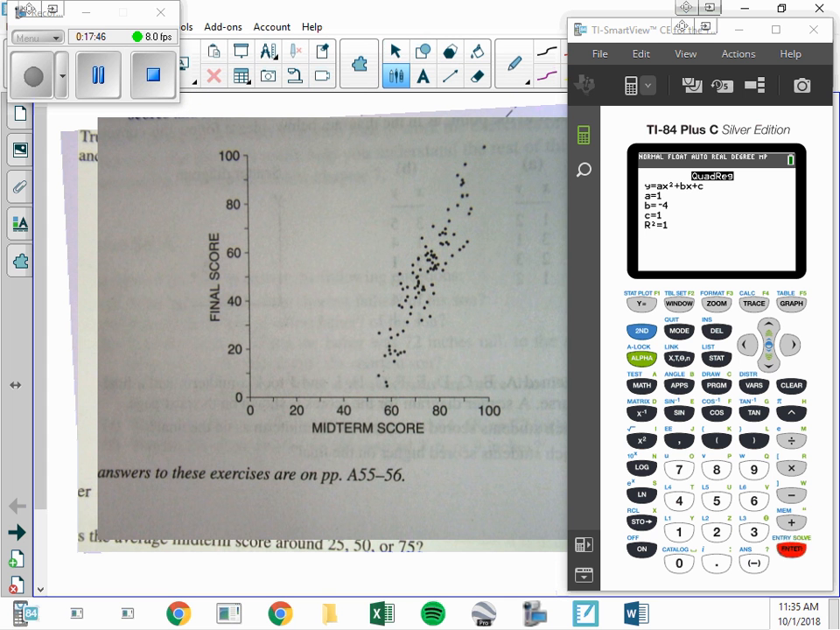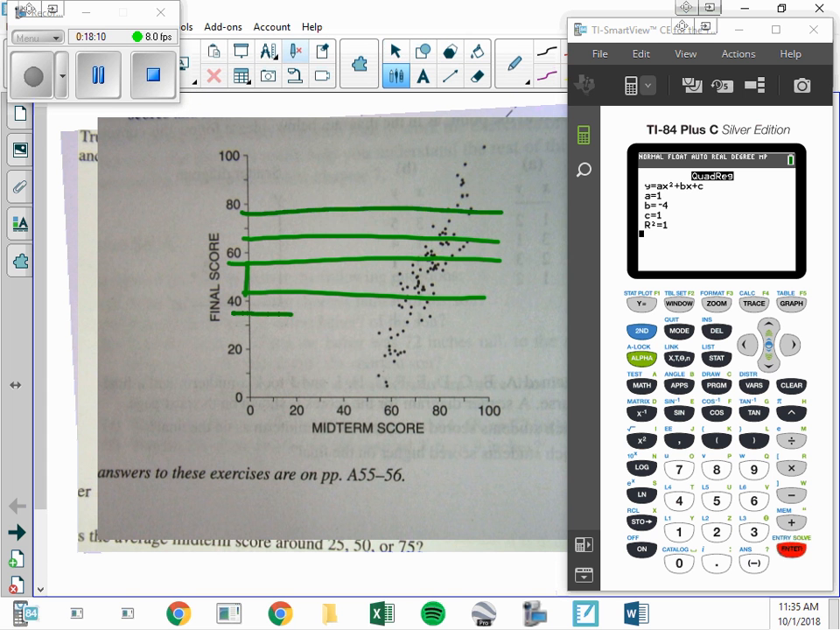Was the SD on the final scores around 5, 10, or 20? So the final scores, I'm going to say the average is what, 55? And if I go out 10 and 10, do I capture 2/3 of the data? No. So it's got to be bigger than 10. If I go out 20 and 20, does that take up 2/3 of the data? Yep, so it's probably 20.